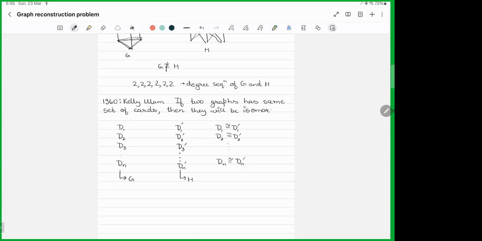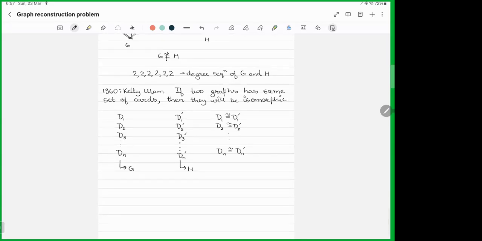How is D1 defined? Okay, so D1, D2, D3, up to Dn are what I get when I remove a vertex from my original graph. I get an induced subgraph on n minus 1 vertices. So there will be n different induced subgraphs. D1 is the card I get by removing the vertex V1, D2 is the card I get by removing the vertex V2. And what Kelly and Ulam said was that if two graphs have the same set of cards, then they would be isomorphic.